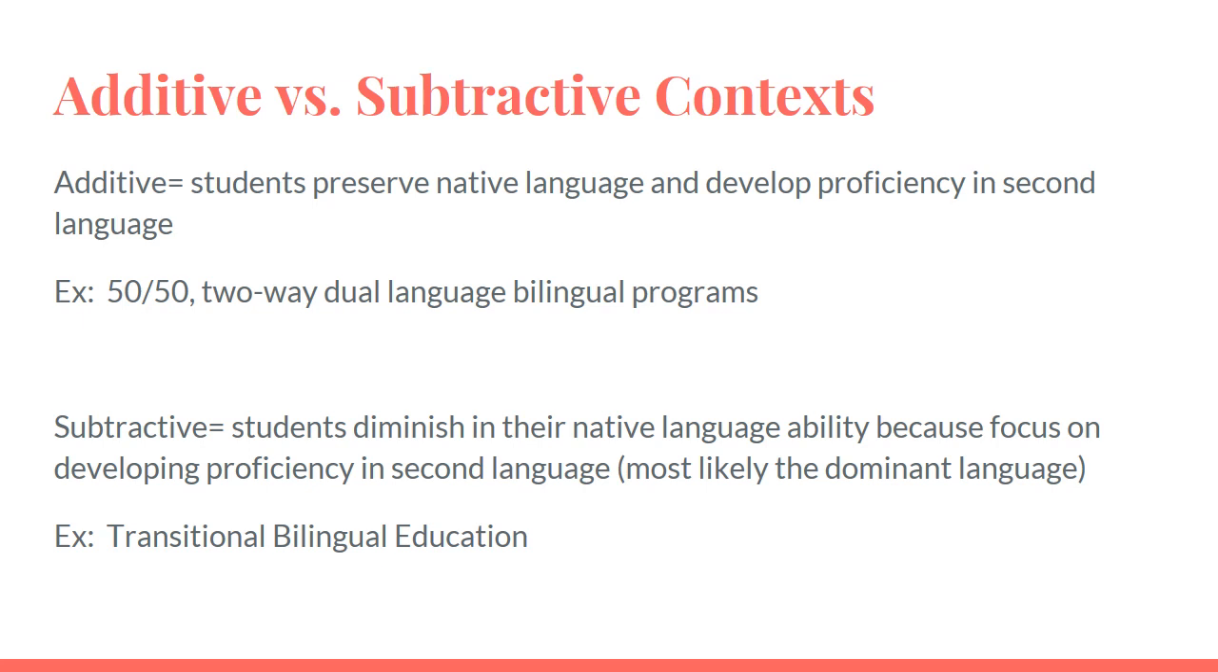The problem with that is that sometimes students, if they are not directly reinforced at home in their native language, since they're learning only English in schools, might forget their native language. And so that's a subtractive context, because their native language is decreasing while their second language is increasing.